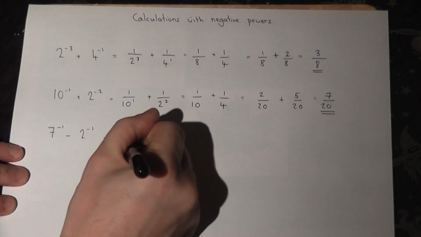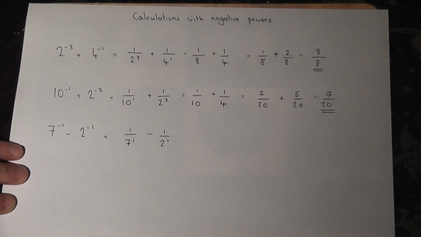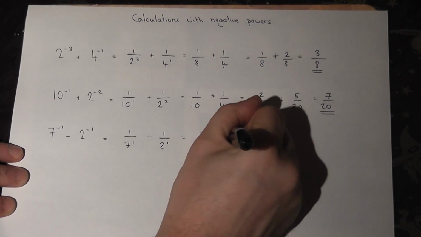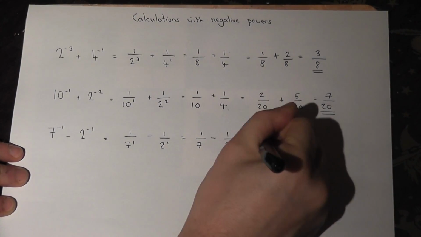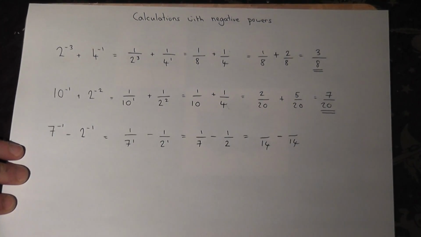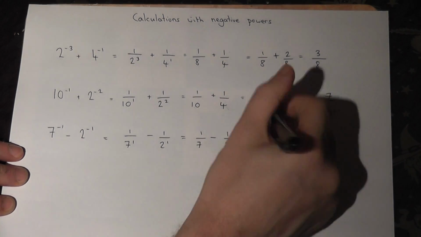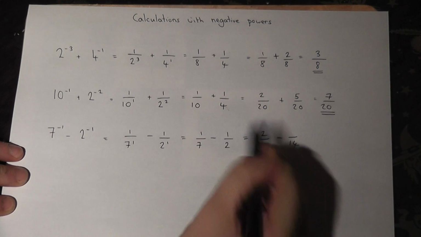So it's 1 over 7 to the power of 1. Take away 1 over 2 to the power of 1. Well, 7 to the power of 1 is 7, and 2 to the power of 1 is 2. Now, if you write down your 7 times table and your 2 times table, they both go into 14. So 7 times 2 is 14, so times the top by 2. 2 times 7 is 14, so times the top by 7.